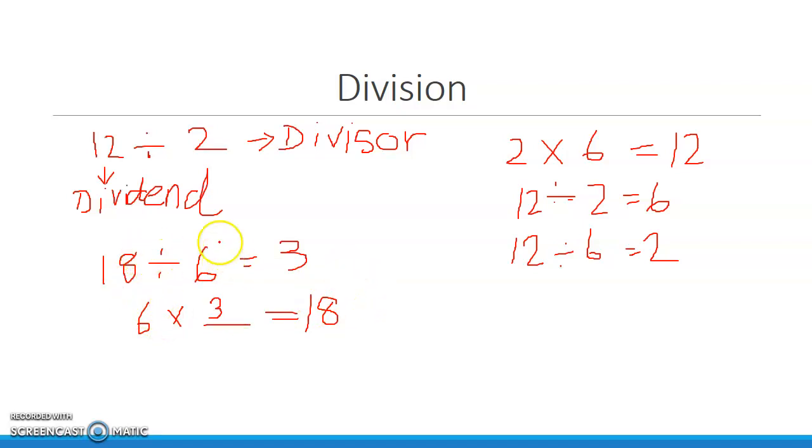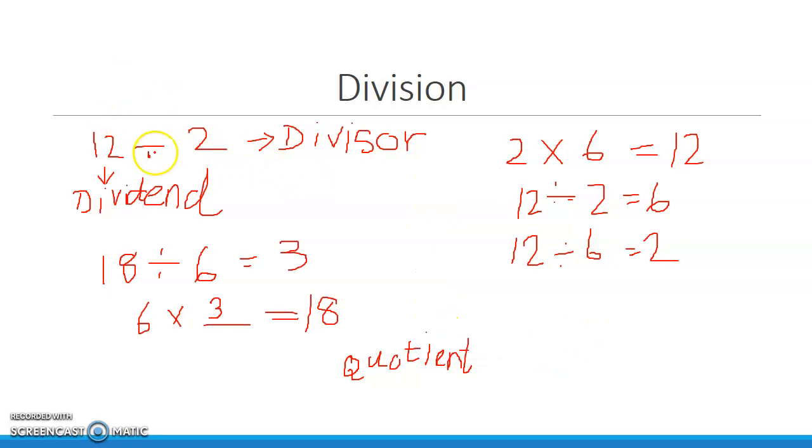So, we find the number by which the divisor is multiplied to get the dividend. So the answer that we get is called the quotient. The answer we get is what we call the quotient. So, I hope the terms dividend, divisor and quotient are clear to all of you.